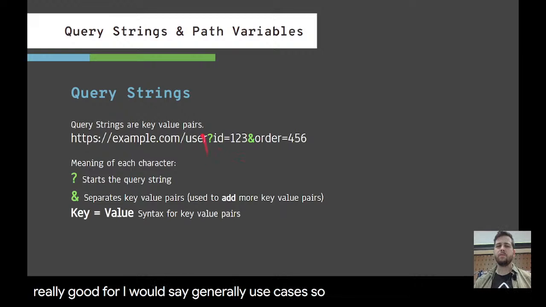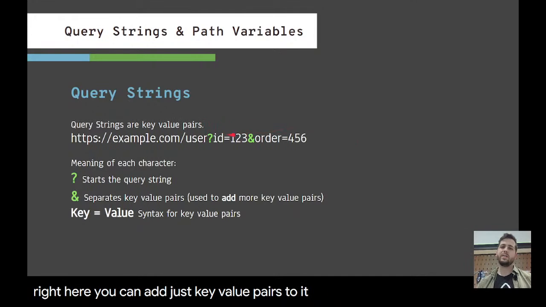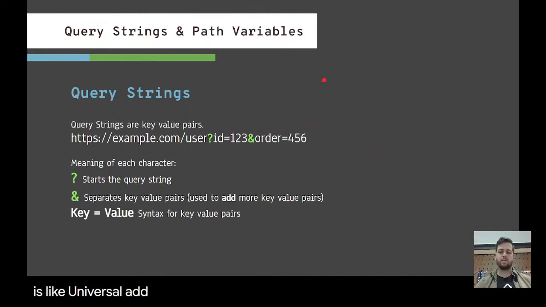So if you just needed to add any data onto this endpoint without changing the endpoint, but onto this endpoint right here, you can add just key value pairs to it. So I would say, in my opinion, this is like universal add data into the request.